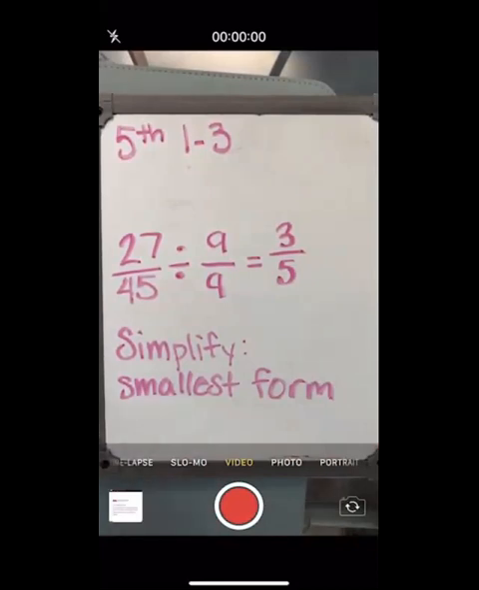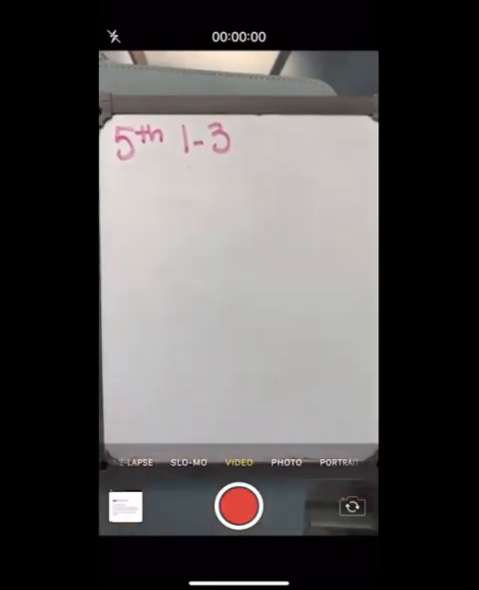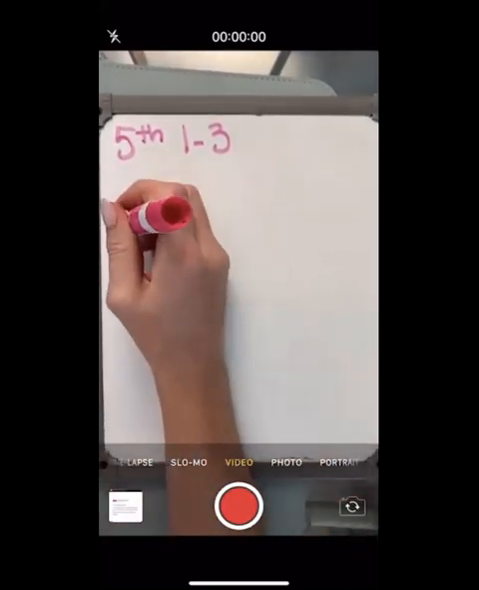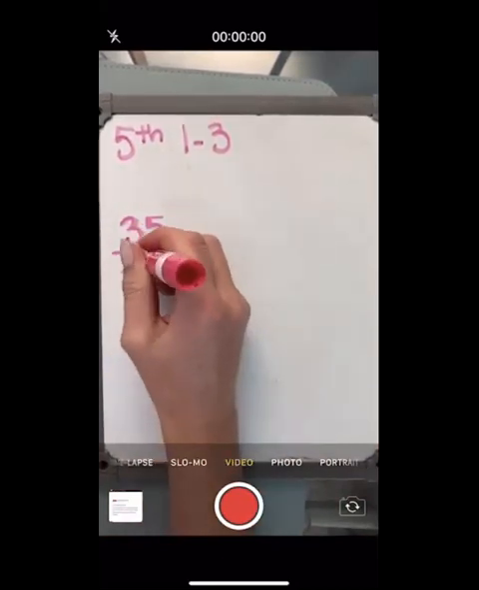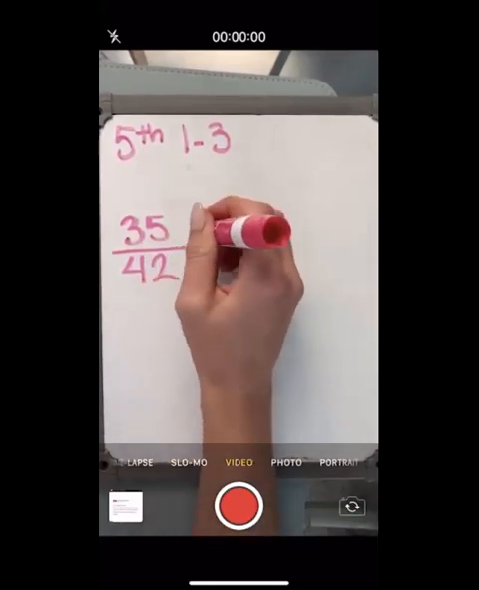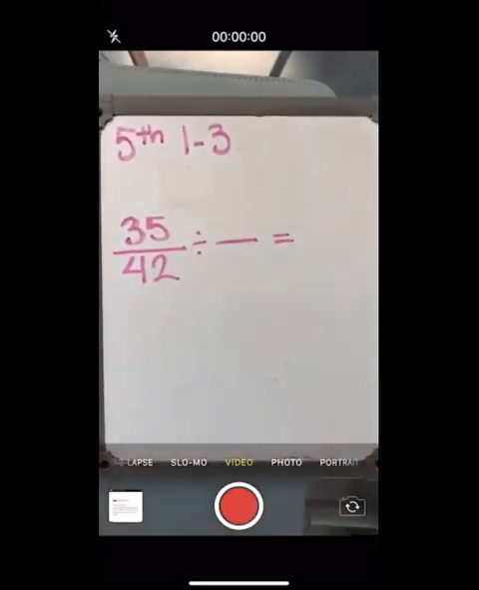So I'm going to give you another one here where we have to simplify. I'm going to leave this one here for you really quick. And I want you to think about, first thing you need to think about, is what can go into 35 and 42? So take a quick second to think. All right, hopefully you came up with 7.